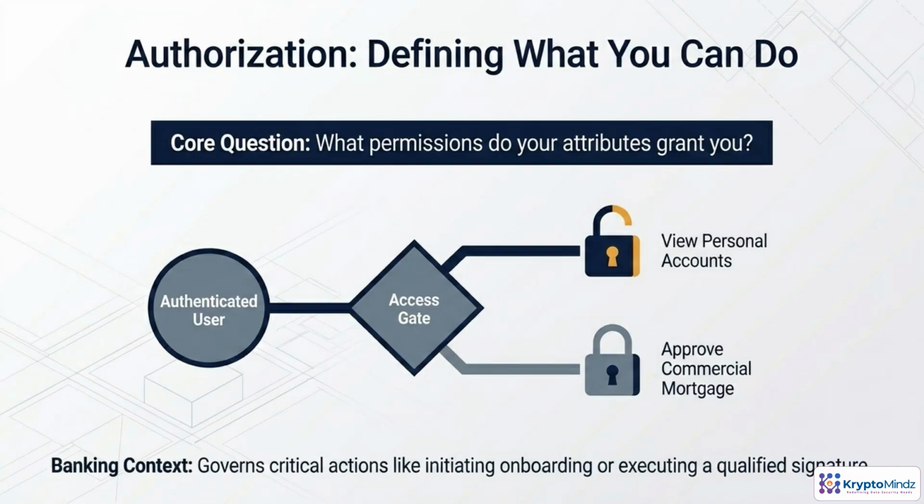Once the system has authenticated you, authorization steps in and answers a different question. Given your attributes, what are you actually allowed to do? In online banking, you can see your own balances, but you can't browse a stranger's accounts. You might read transactions, yet be blocked from approving a commercial mortgage. Under eIDAS, those same decisions control whether you may start onboarding or sign a contract with a qualified electronic signature.